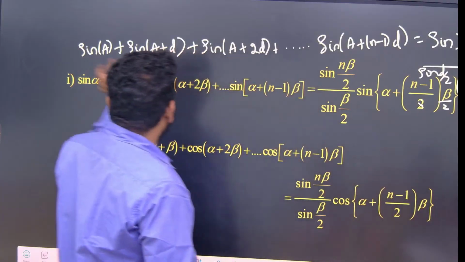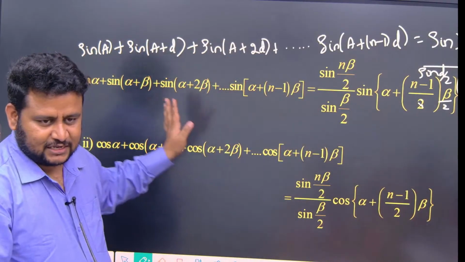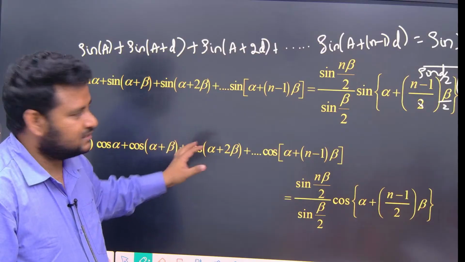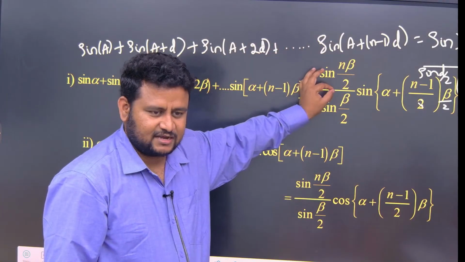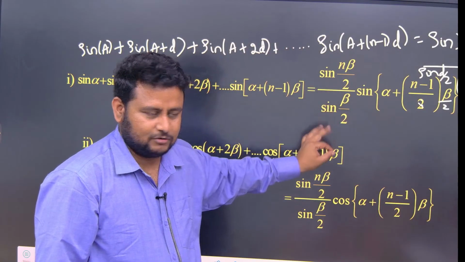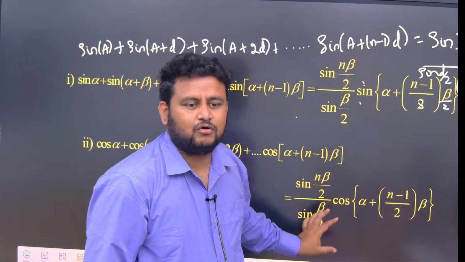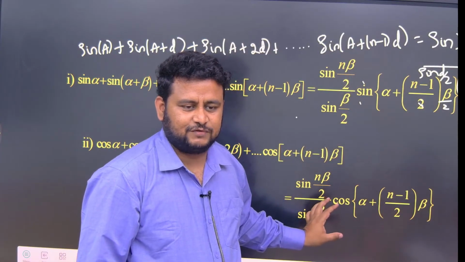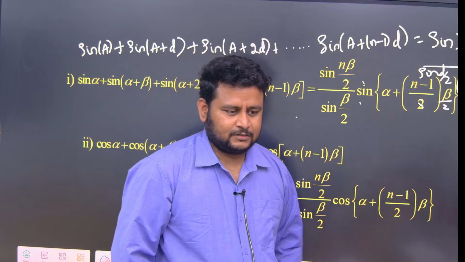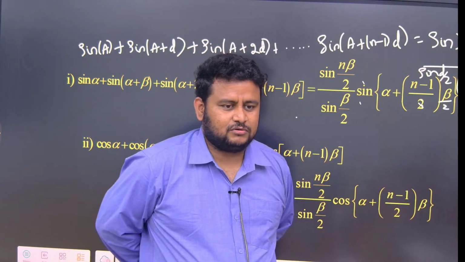So the same thing if it goes for cos. Observe carefully. If it goes for cos, what happens? Sin, the same thing you should write: sin of nD by 2 by sin of D by 2. But here instead of sin, what you should write? Cos. Cos of A plus (n minus 1) into D by 2. That's all.